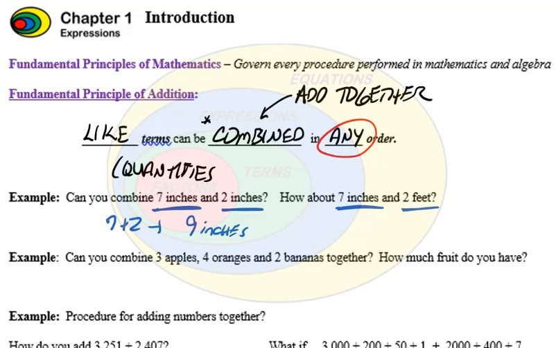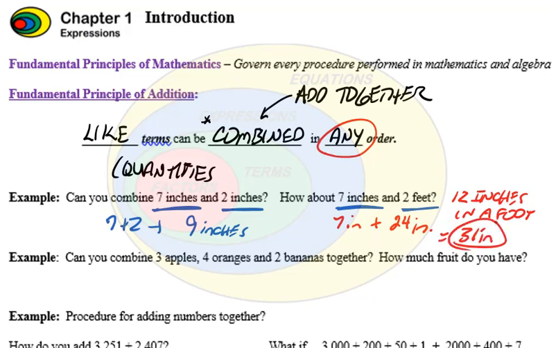So I know that there's 12 inches in a foot. So 2 feet would be 24 inches. So now that we have 7 inches and 24 inches, we can combine that. This would be a total of 31 inches. So again, we just have to be careful that we can combine only like things.